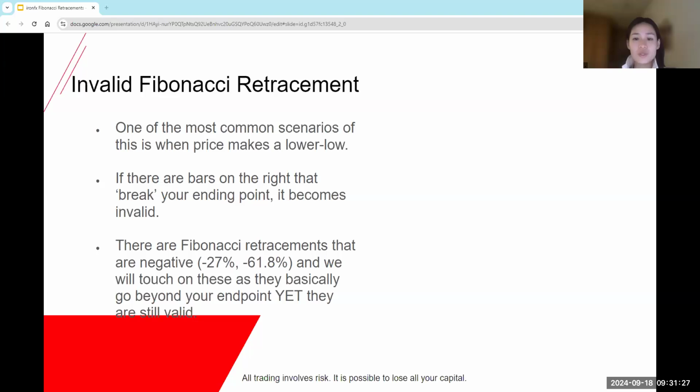Okay, so one of the most common scenarios of an invalid Fibonacci retracement is when price makes a lower low. So assuming you're drawing a Fibonacci retracement from the top to bottom, which you'll see in a bit, if price breaks below your lower low, then it's no longer valid. So if there are bars on the right that break your ending point, it becomes invalid. And there are Fibonacci retracements that are negative, that we talked about already, the expansions. And we'll talk about these as they basically go beyond your endpoint and yet they are still valid.